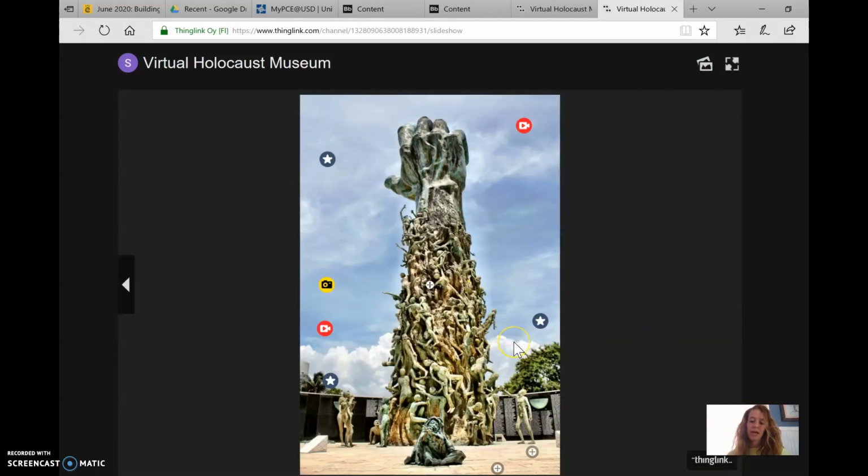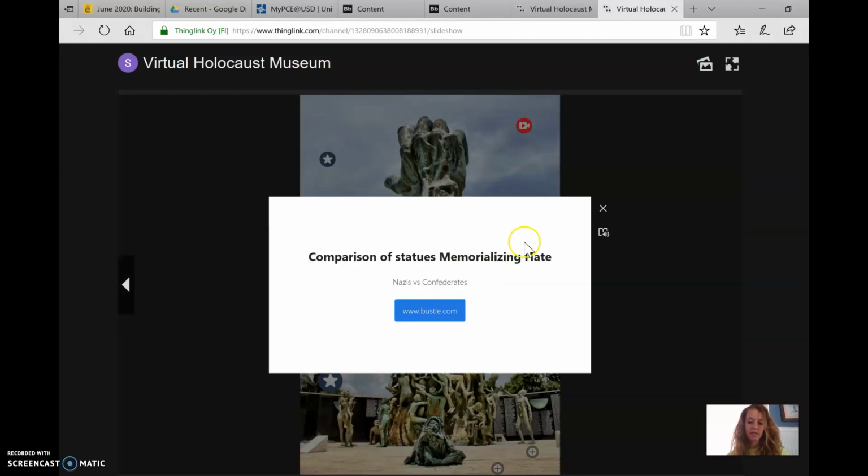And then finally, the aftermath and legacy. This is a statue in Miami Beach that is very symbolic of the struggle of the Jews. And so again, some pictures, some text snippets, the articles I have in here.